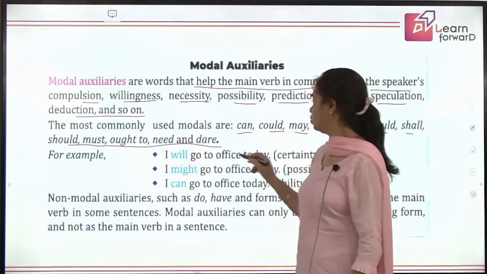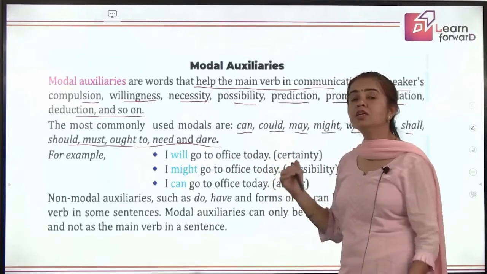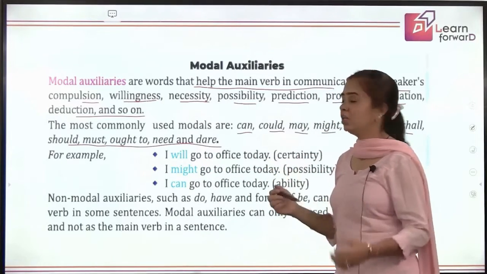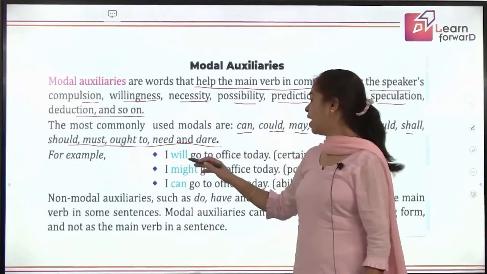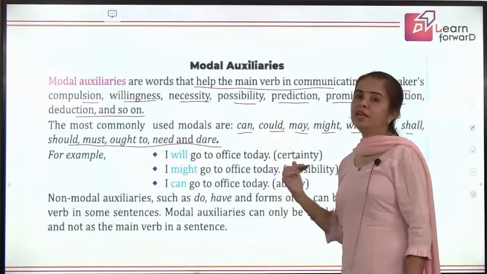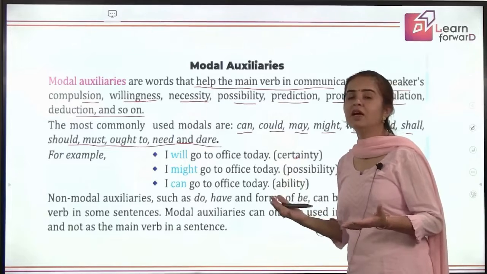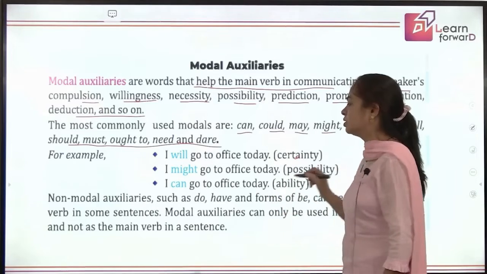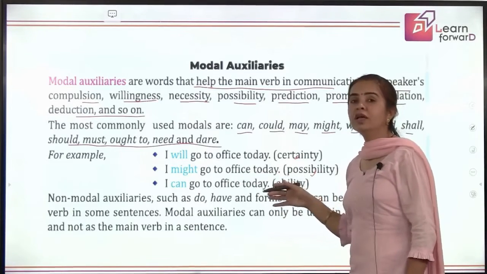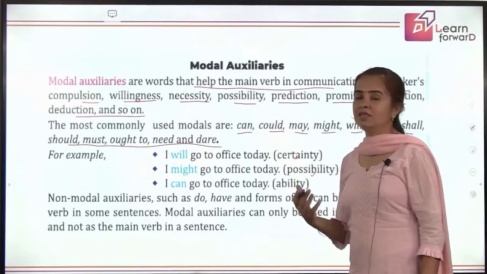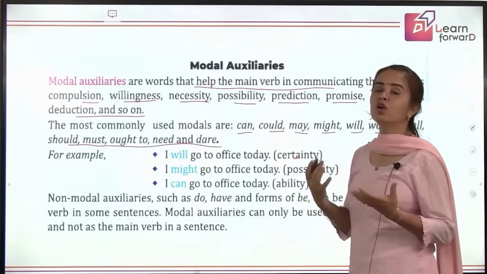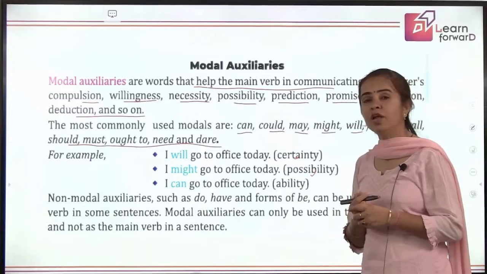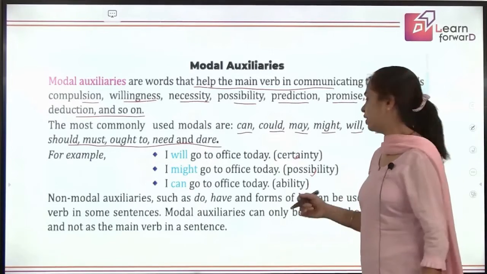Like, I'll go to the office today, that means it is showing your certainty of going there. But when you say, I might go to the office today, it means possibility is there, but then you are not sure about this. I can go to office today, that is showing your ability, right? Might be you were not well, you were not going, you can join back now. So that shows your ability now.